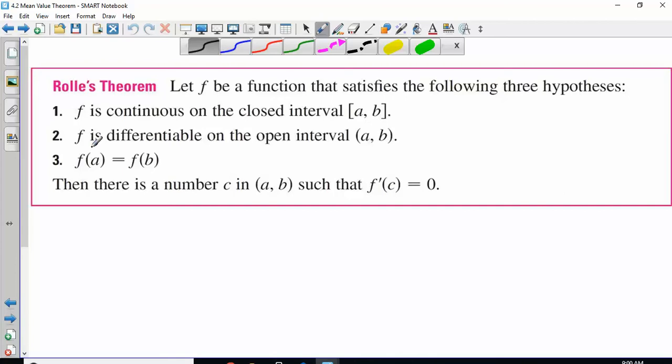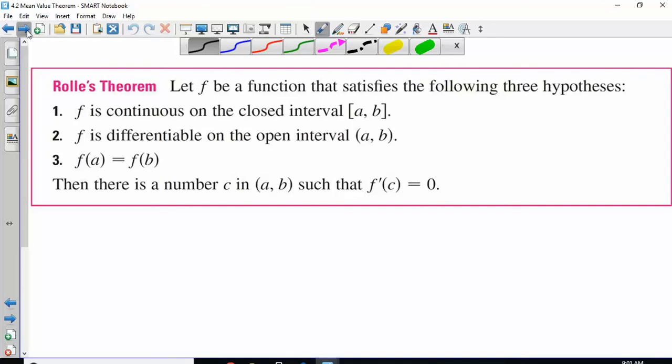Second thing, it's differentiable on the open interval. So differentiable means the derivative exists. Open interval means it doesn't have to have a derivative at the endpoints. It's okay if those derivatives are undefined, but inside that interval it has to exist everywhere. The things that would make it not differentiable, obviously the breaks in the graph. Also think about the absolute value. When you have that sharp corner, the derivative doesn't exist there. Third condition is the two endpoints have to be equal. If all of those are true, then that means somewhere in that interval the derivative is 0.